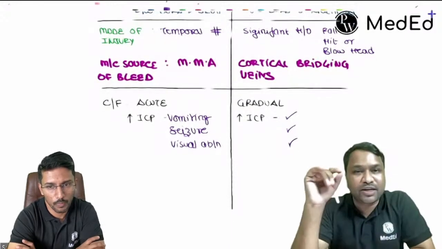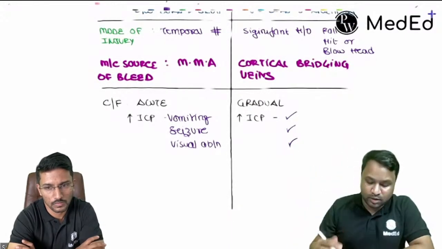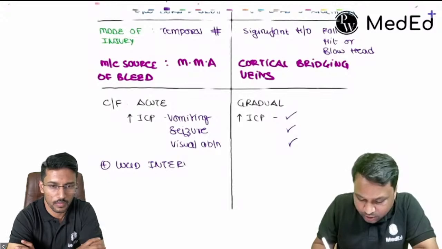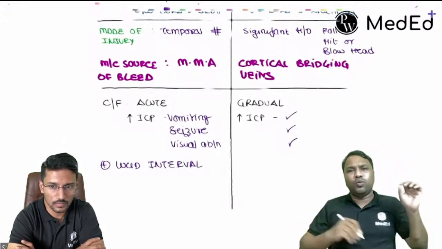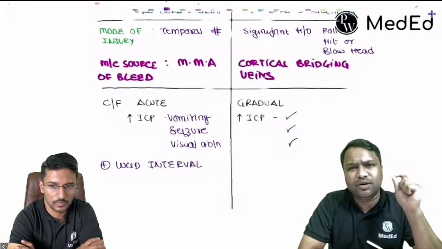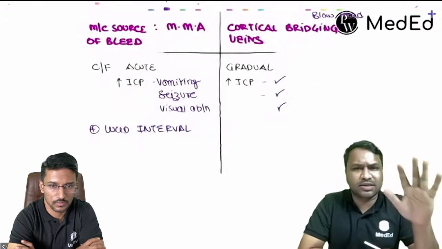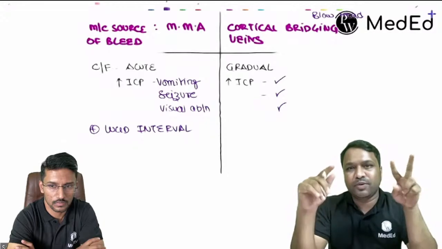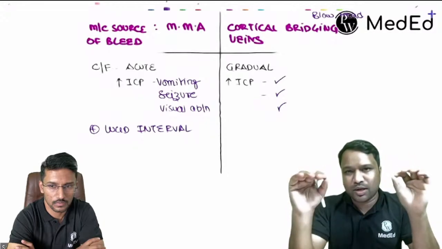Now, one differentiating factor that you see in extradural hemorrhage is the presence of a lucid interval. Now, in which way can I explain lucid interval in the best possible scenario? Lucid interval is defined as the period of consciousness between two unconscious episodes, right? You need to understand it this way.